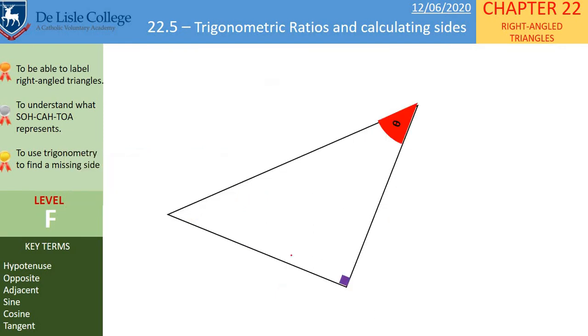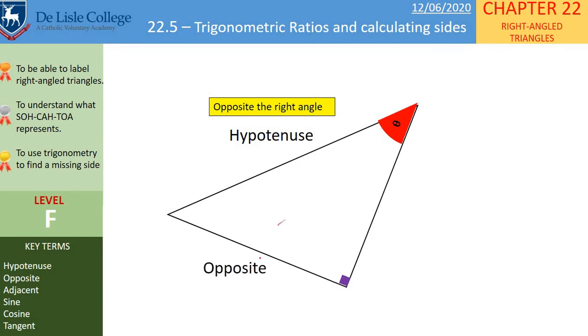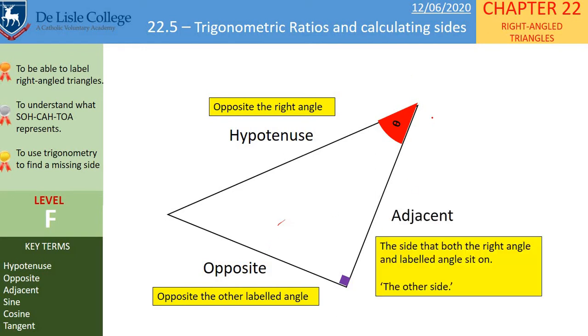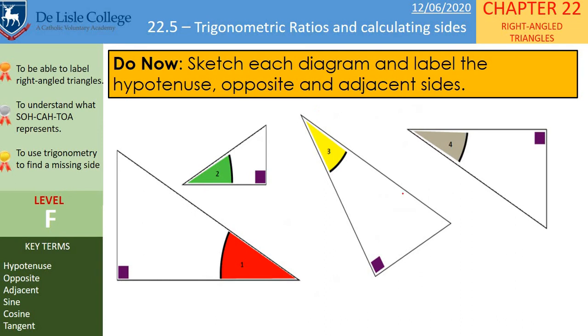Okay, if we have a look here, well, there's my right angle, so opposite is this side, that's my hypotenuse. We've got this angle labelled here, so opposite here, and then the other side is our adjacent. Okay, right, can you please sketch these three triangles in your book?